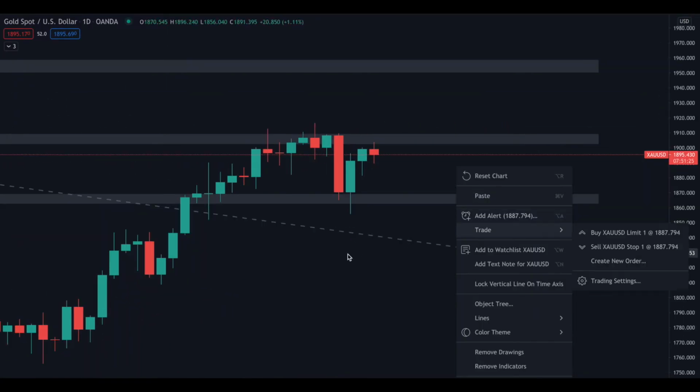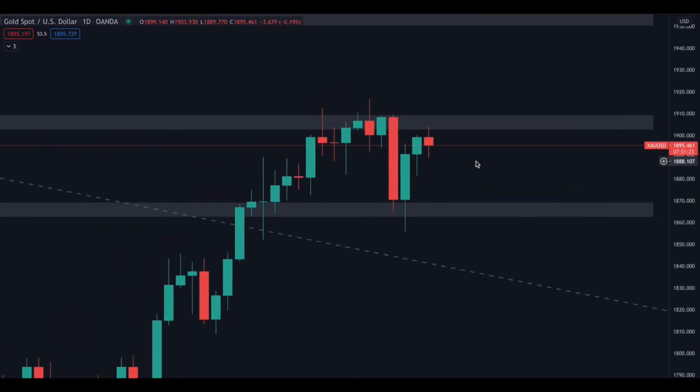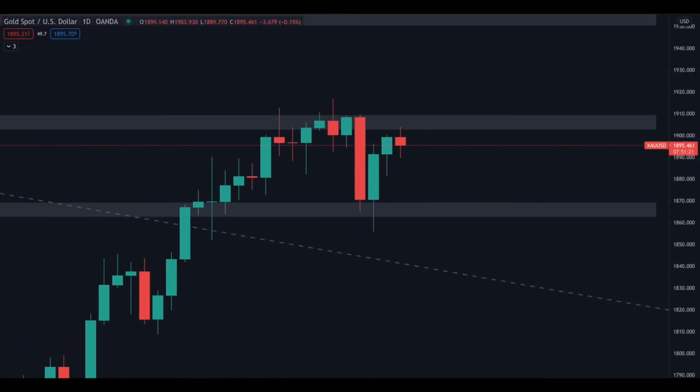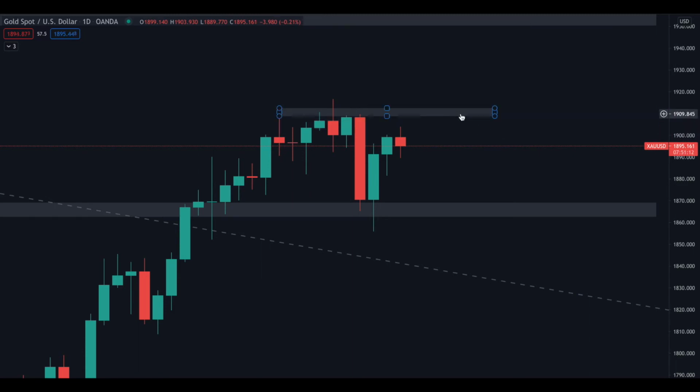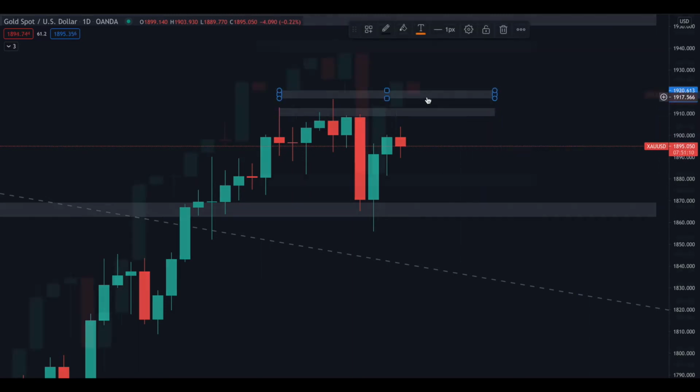So if I zoom out here, okay, let's have a look then. So we've got this resistance here. We know that this resistance is pretty clear. That's lining up roughly with 1910. So I can delete that level now. I can clone this, start making this a bit cleaner.